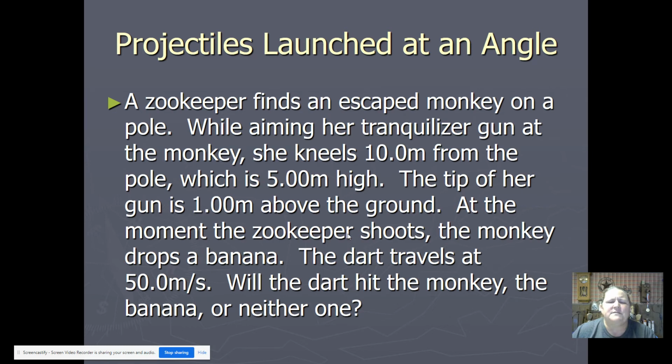At the moment the zookeeper shoots, the monkey drops a banana. The dart travels at 50 meters per second. Will the dart hit the monkey, the banana, or neither one? So what kind of shot is our zookeeper? Will the tranquilizer dart hit anything?